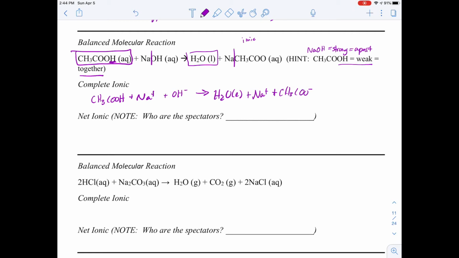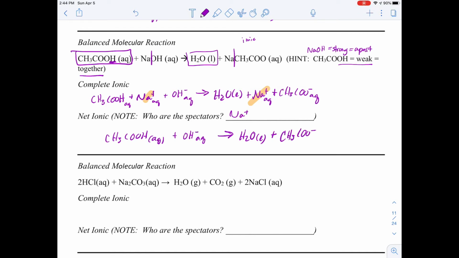Put all my phases in. Who are the spectators? All right. Looks like just Na is our spectator this time. So we've got CH3COOH plus OH- (aq) gives us H2O liquid plus CH3COO-. And that's right.